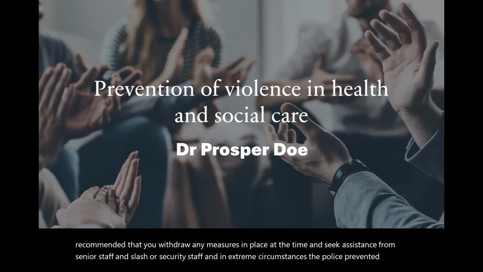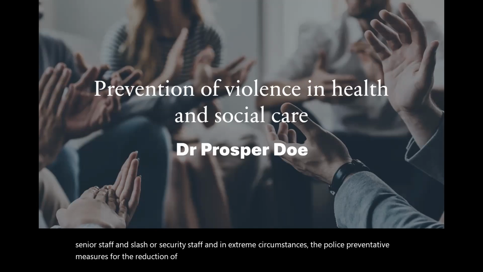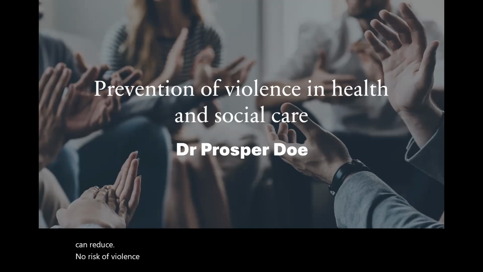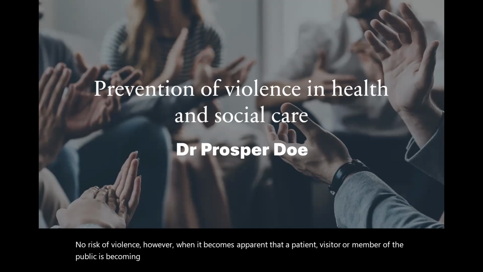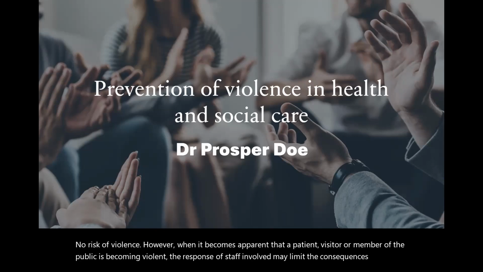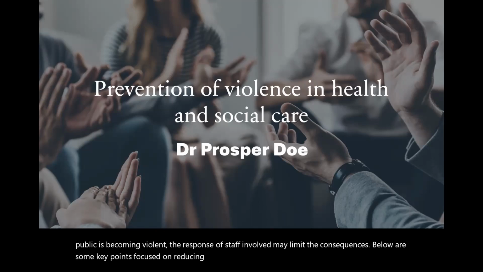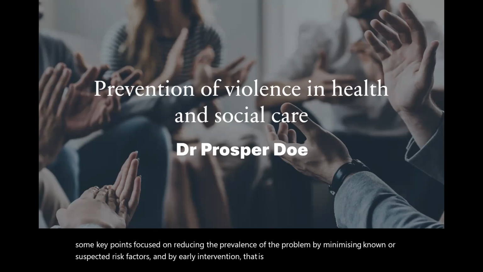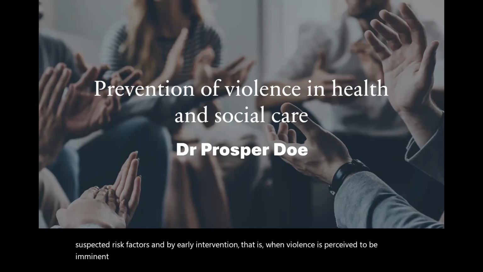Preventative measures for the reduction of violent incidents. The layout of working areas and work routines can reduce all risk of violence. However, when it becomes apparent that a patient, visitor or member of the public is becoming violent, the response of staff involved may limit the consequences. Below are some key points focused on reducing the prevalence of the problem by minimizing known or suspected risk factors and by early intervention, that is when violence is perceived to be imminent or immediately post-incident.